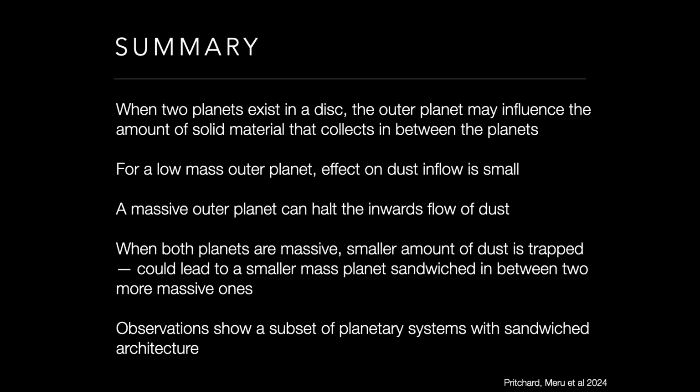So I'll just very quickly summarize what I talked to you about. What we were doing was to look at, when you've got 2 planets in a protoplanetary disk, what impact does that have on the dust flow and the collection of dust in between those 2 planets, compared to if you only had 1 planet. And what we found was that when you had a low mass outer planet, that really didn't change anything compared to the single planet case. When you've got a more massive outer planet, that really does change things. And especially when you've got 2 massive planets, we find that dust collection in between those 2 planets is reduced. And those are the situations where you might potentially get sandwiched planets that could form.